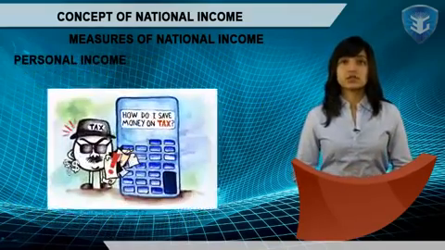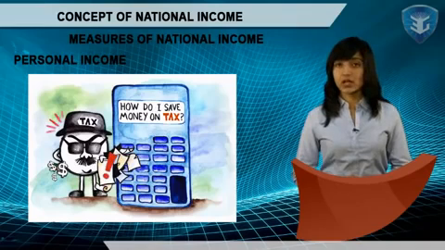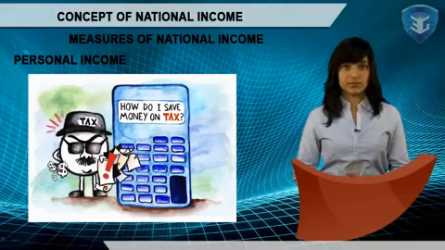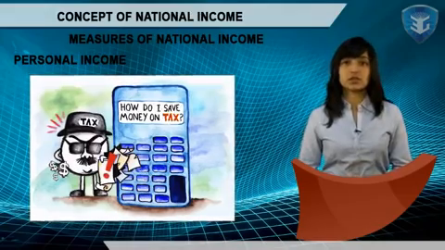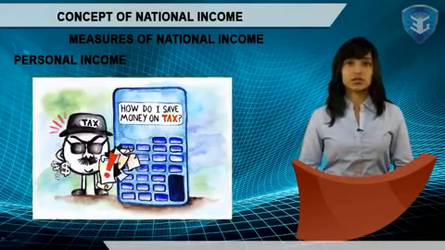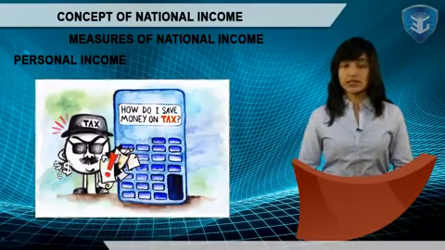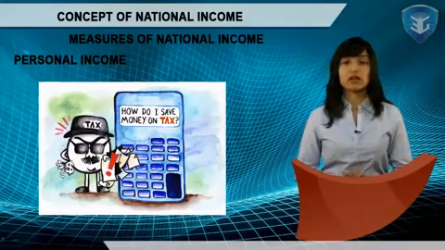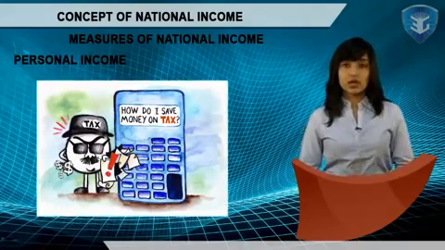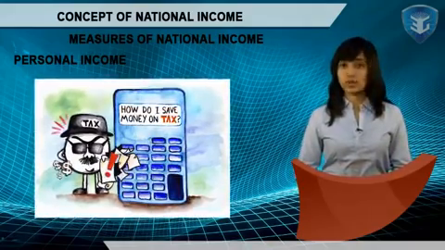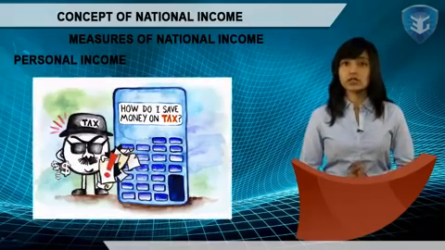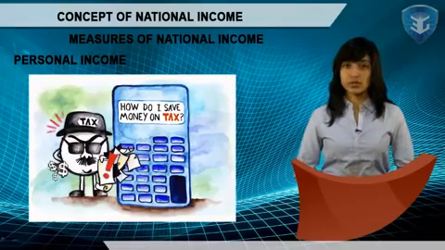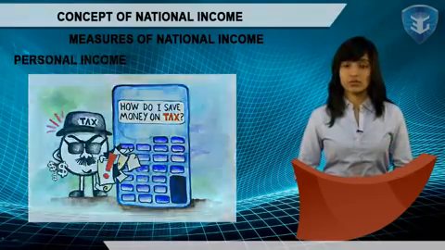Personal income. Personal income is the sum of all incomes actually received by all individuals or households during a given year. In national income, there are some incomes which are earned but not actually received by households, such as social security contributions, corporate income taxes and undistributed profits. On the other hand, there are income transfer payments which are received but not currently earned, such as old age pensions, unemployment doles, relief payments and so on.